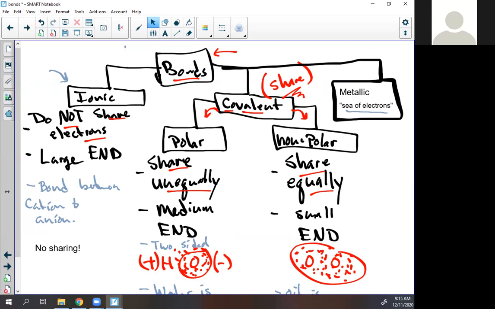I need to wrap up metallic. There is another type of bond, sort of, that we're going to talk about. I don't have it on here because it's actually not a real type of bond. In chemistry, it's annoying that they even call it a bond because it's not.